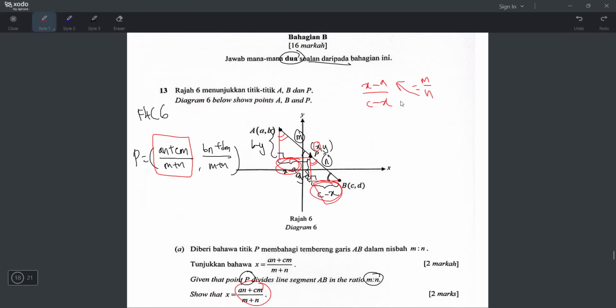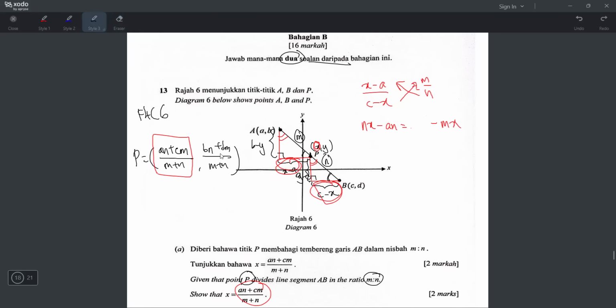Now I can cross multiply, but don't forget you're trying to find x, this small x. So later I have to make this small x the subject. But let's cross multiply first. n times x is nx minus, what is this? I don't even know my own handwriting. I think it's a, right? Yeah, it's not 9, it's a. Let me write nicely. a times n is an, equals m times c is mc, minus m times x is mx. But I think it's better to write cm, right?